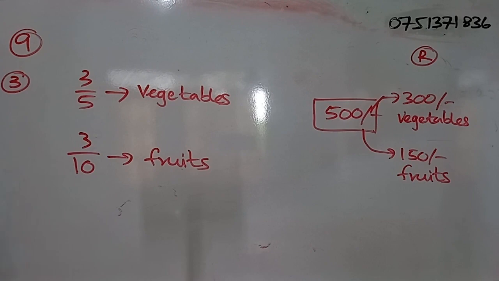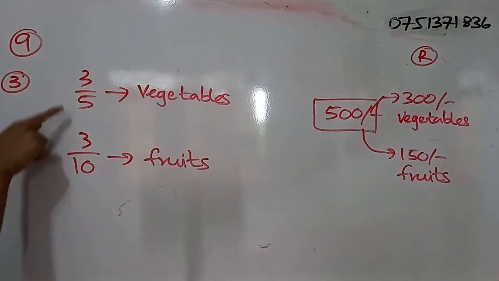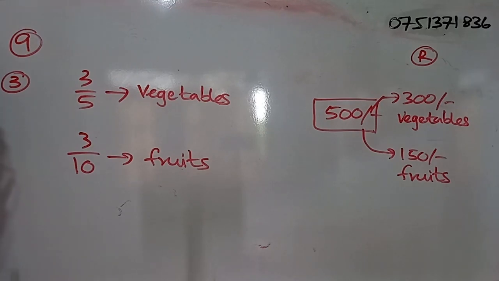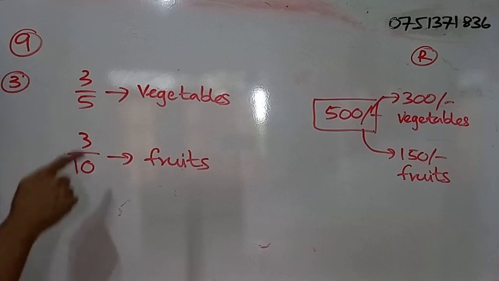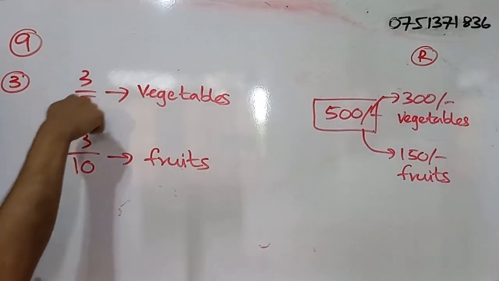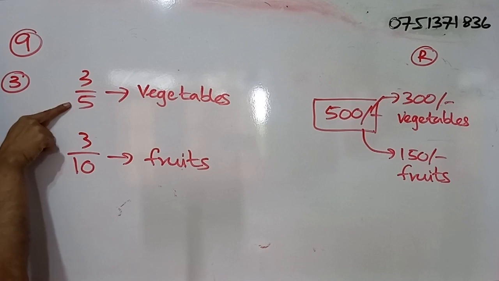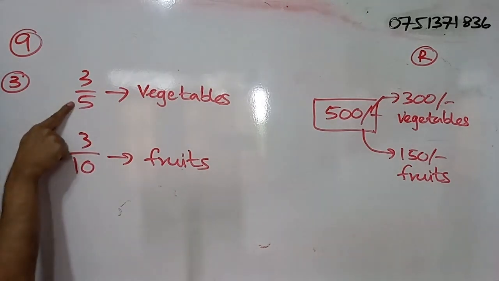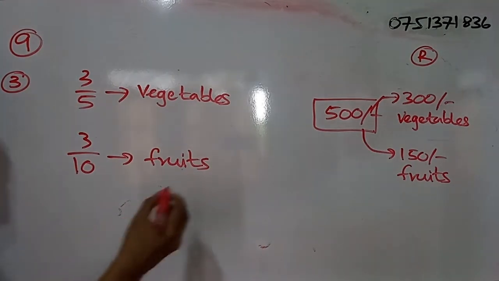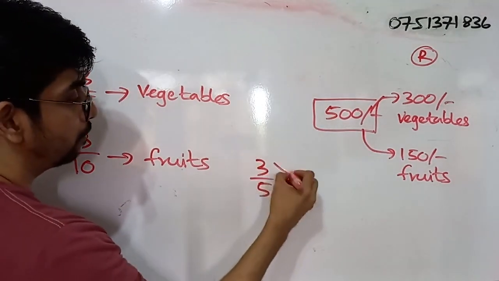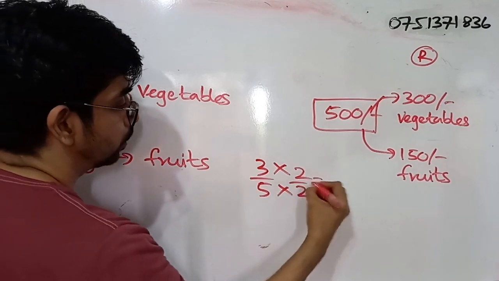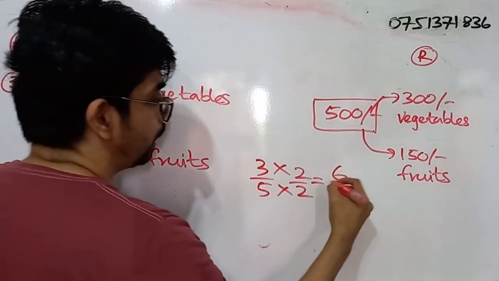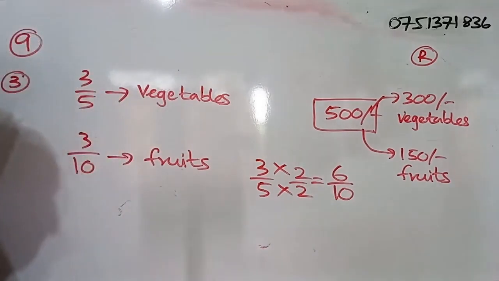Now you can see that when we compare these two fractions, it is somewhat difficult at the beginning. Why? This fraction that has been given to us, the denominator is 5. Here the denominator is 10. So let's make this denominator 10. So 3 by 5, we have to multiply the denominator and the numerator by 2. So we get what? 6 by 10.